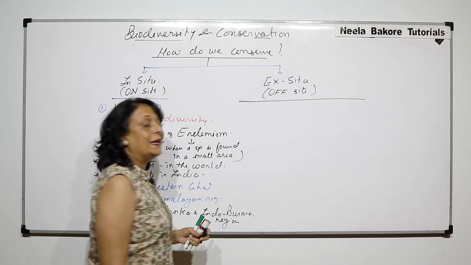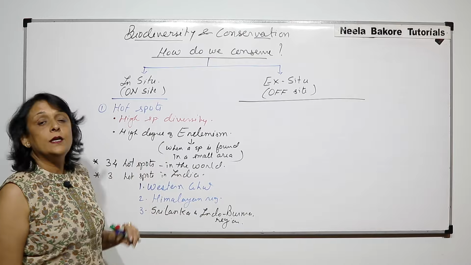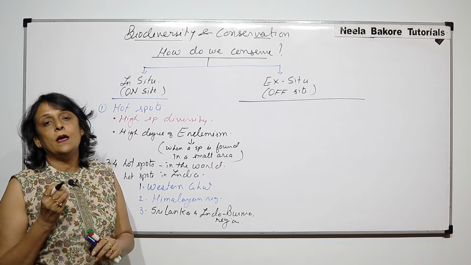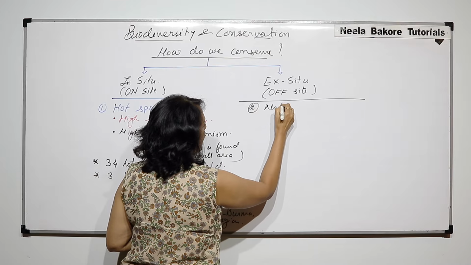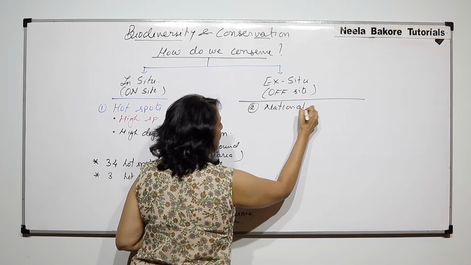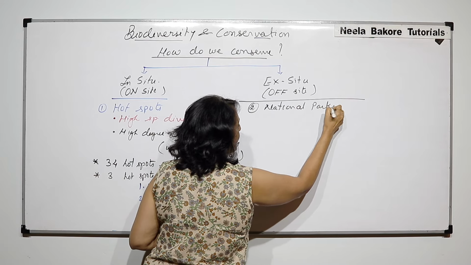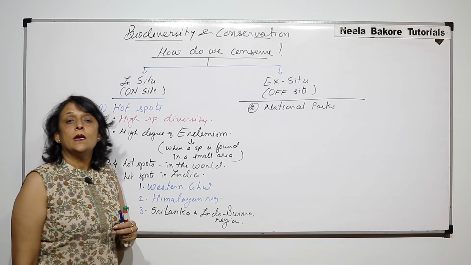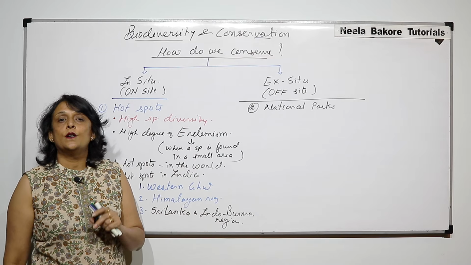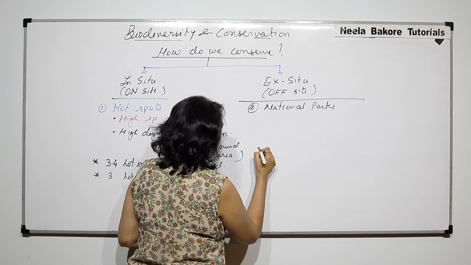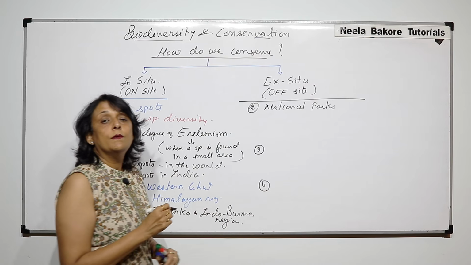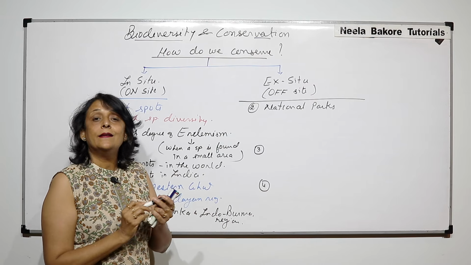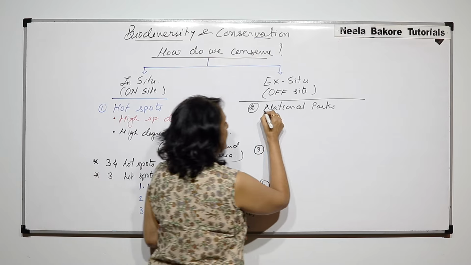Ex-situ we will take up later. In-situ conservation, we also include national parks, sanctuaries, and biosphere reserves. So what we'll do is we'll write all 3 together, and then we will also try to understand the difference between the 3.